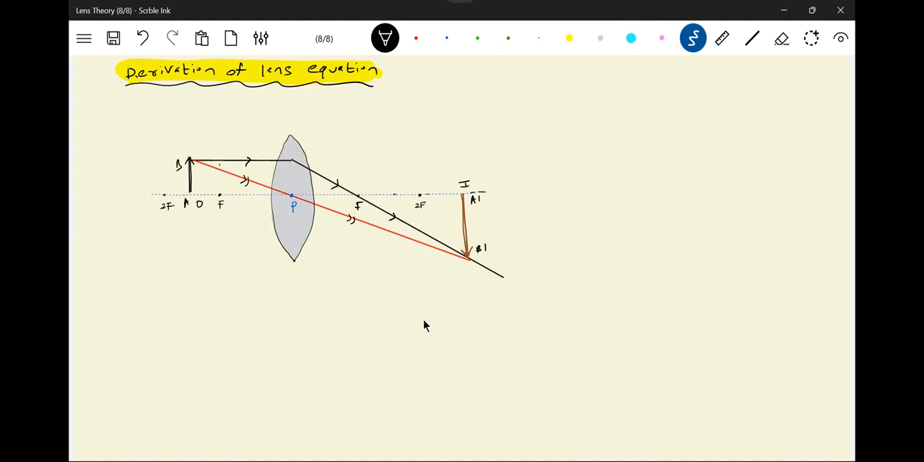Let me call that one M. This is the object distance U. This is the image distance V, and this is the focus. We have to derive the lens equation, so let's take the angles here. This angle will be theta 1, and this one theta 2.